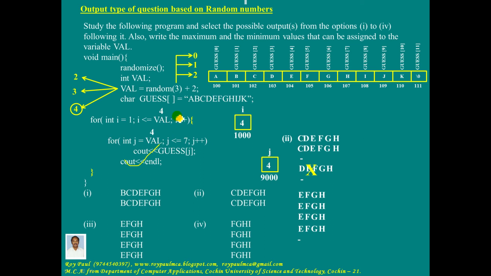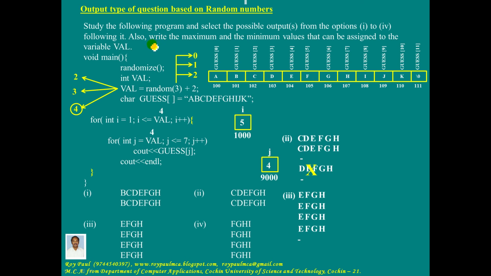After executing the body, I plus plus, so your I becomes 5. Now after this, condition checked. So here 5 less than or equal to 4, condition wrong. So you exit from the outer for loop. So when VAL is taken as 4, the correct answer is option number 3. This one. So when VAL is taken as 2, you get option number 2. When VAL is taken as 4, you get option number 3. So the correct answers are option number 2 and option number 3.